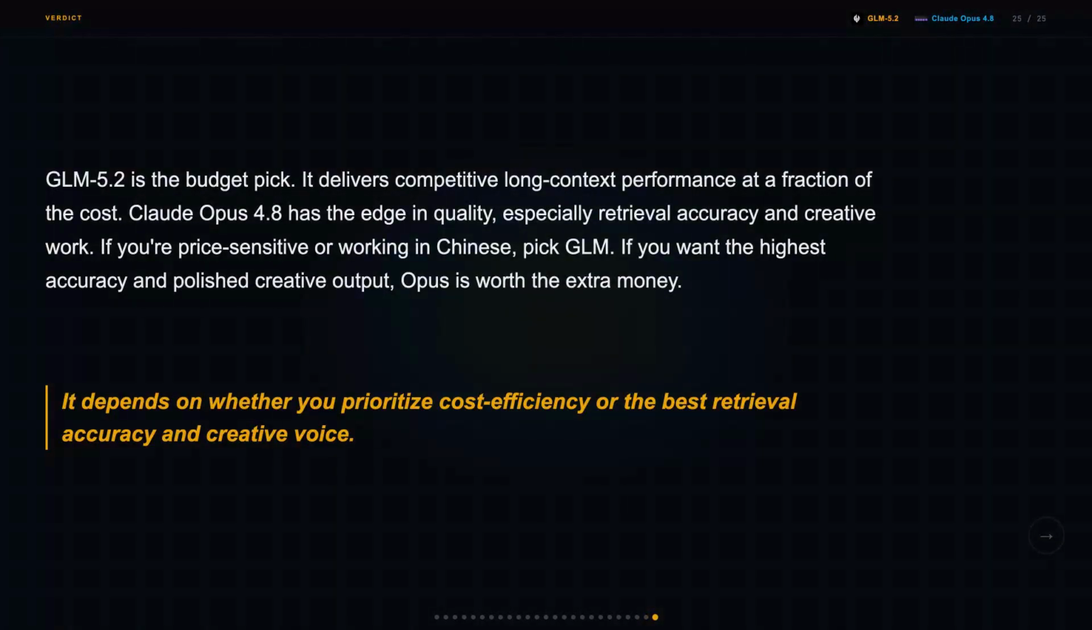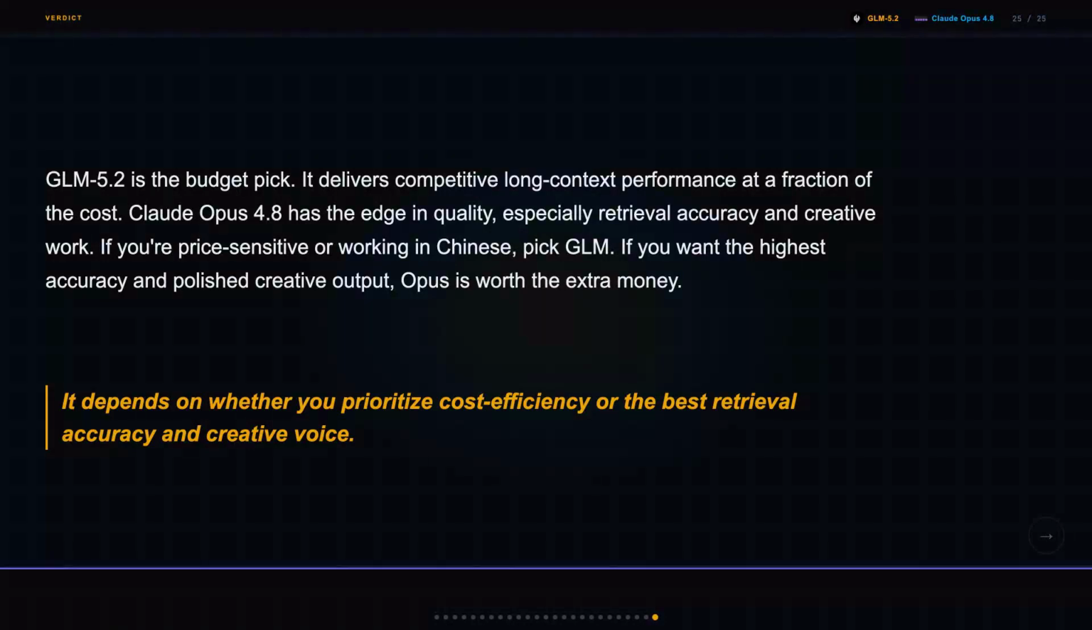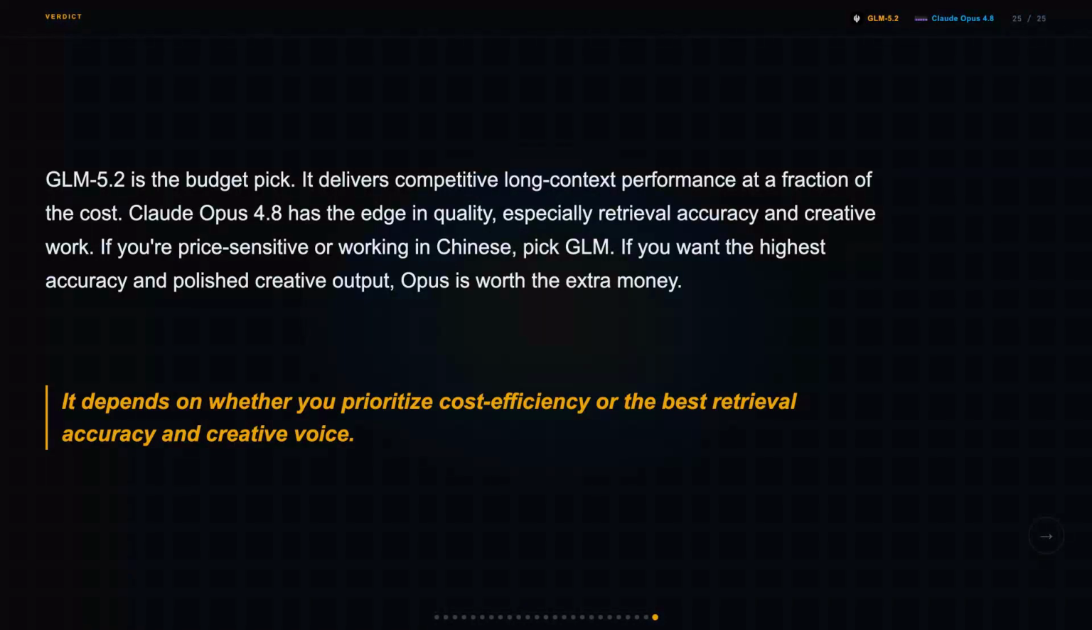Honestly, I went in expecting Opus to dominate and GLM to just be the budget option you settle for. But what actually happened is GLM 5.2 is competitive enough that the cost difference becomes the whole argument. 4 times cheaper. That's the number. If you're price sensitive, running Chinese workflows, or scaling document pipelines, pick GLM 5.2, and if you need the best retrieval accuracy and polished creative output, and the bill doesn't scare you, Claude Opus 4.8 is worth it.